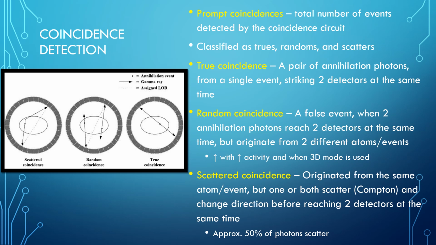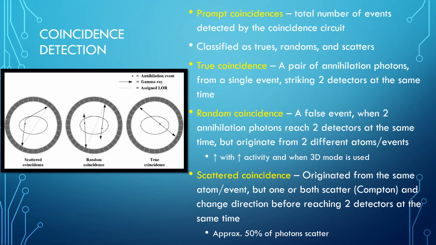So every single coincidence that occurs, every single time that there are 2 photons that hit opposite of each other, that is considered a prompt coincidence. The prompt coincidences can then further be classified as true, random, or scattered. True is what we really, really want. That is a pair of annihilation photons from a single event striking 2 detectors at the same time.